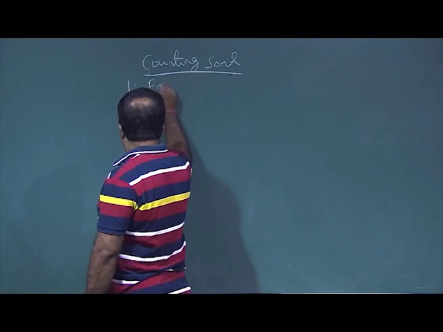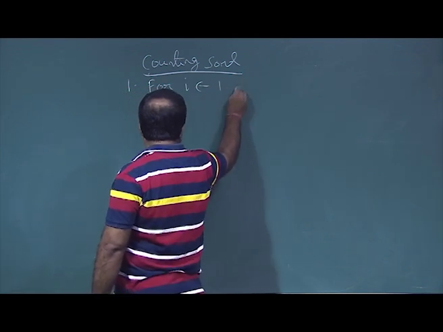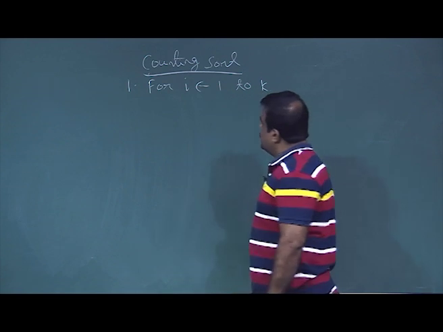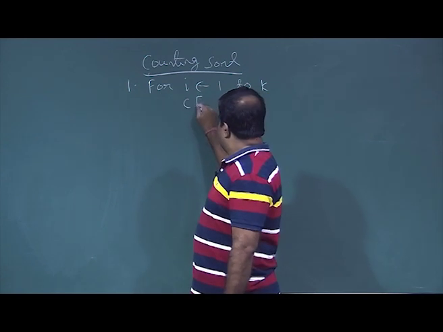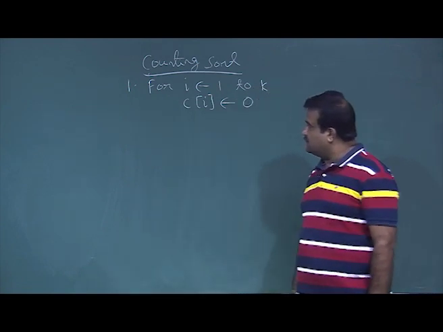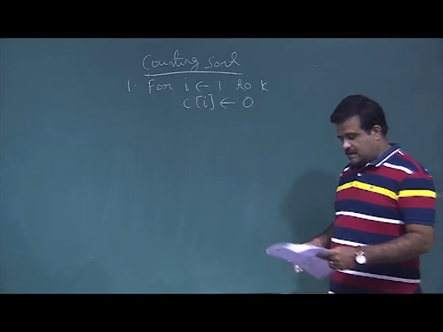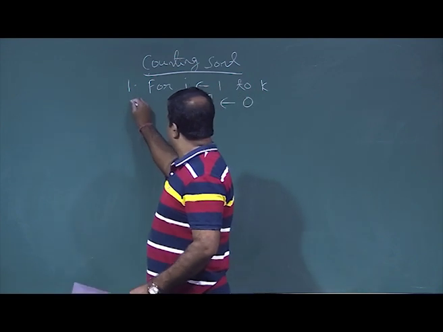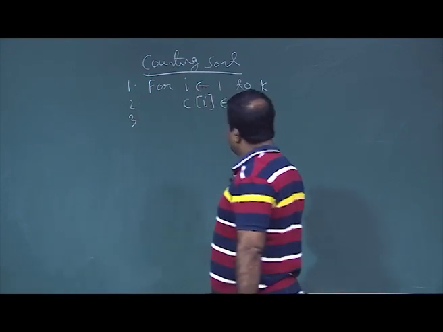So, for i equal to 1 to k. The size of the C array is k. So, we fill it, we put the count as 0. Okay. So, this is the initialization, and then we read the array.